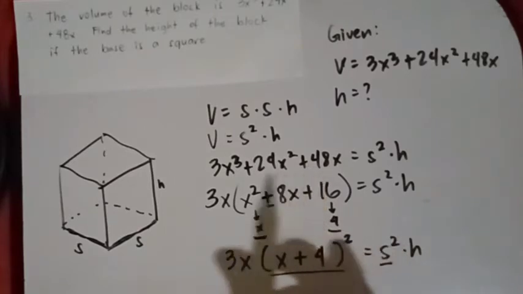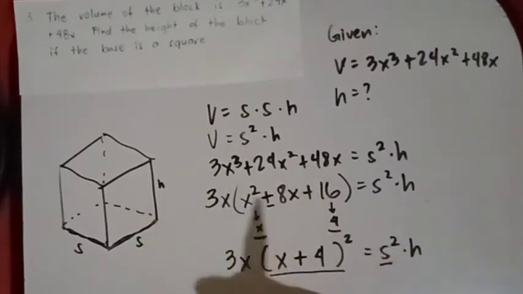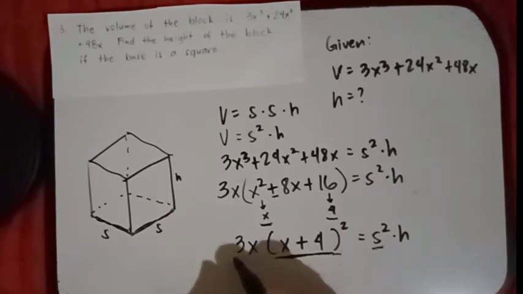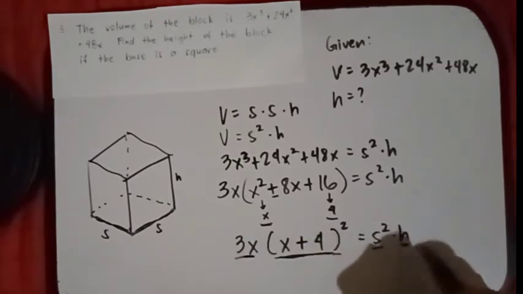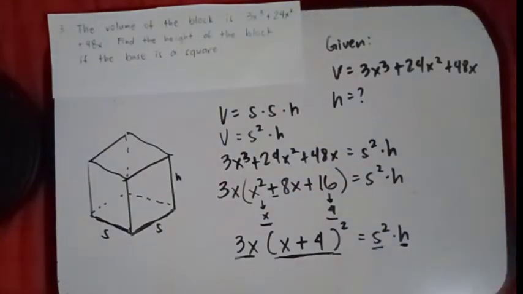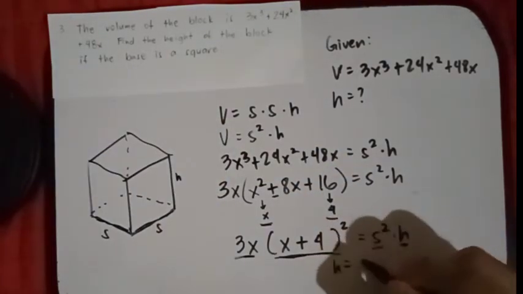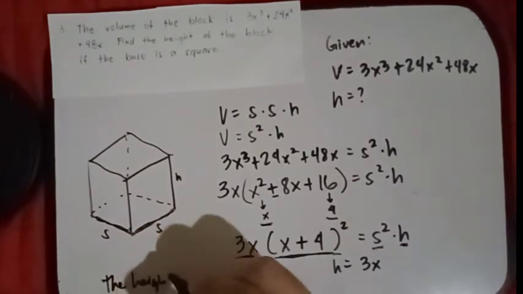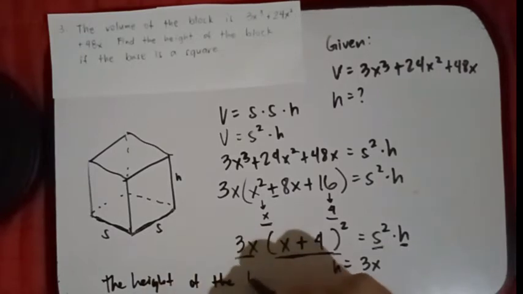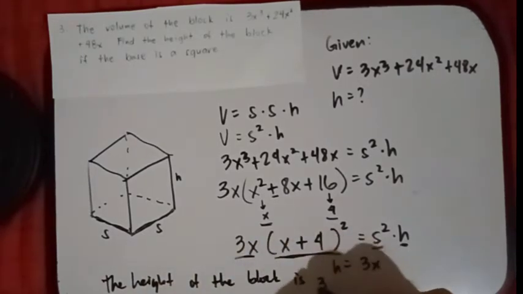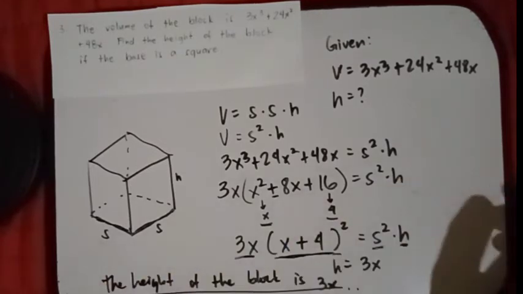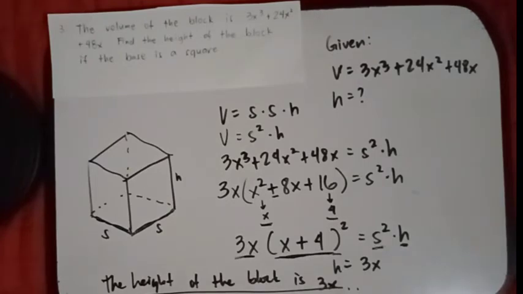Okay? Kasi, yung base ng isang block ay square. So, dapat, ito yung sukat ng nasa base. Okay? And kung ito yung nasa base, yung 3x natin ay yung magiging height. At yun ang hinahanap natin. Okay? So, h is equal to 3x. So, therefore, the height of the block is 3x. And we're done sa problem na ito. Okay? So, next problem tayo.